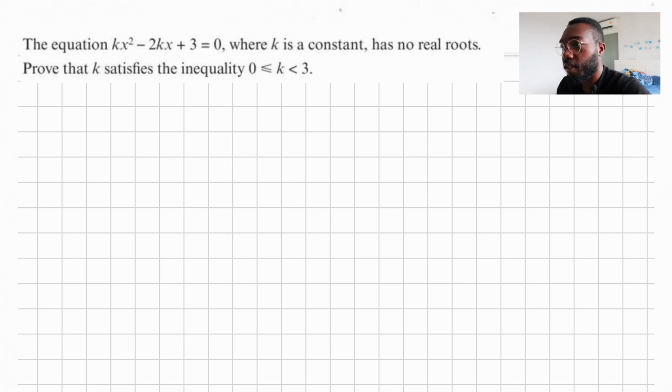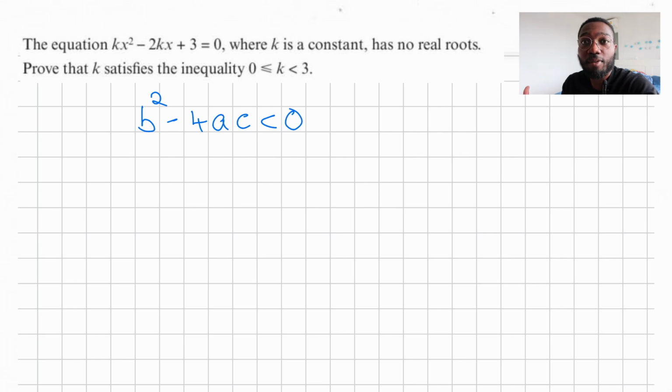So what is the discriminant in this case? Well, if something has no real roots, we know that b squared minus 4ac is less than 0, okay? That's when something has no real roots. So let's work that out now.